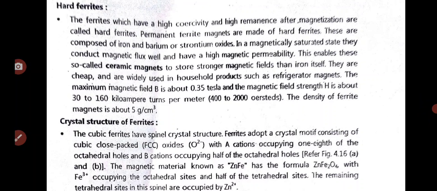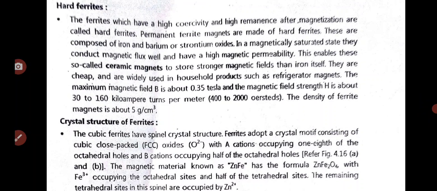This is called a ceramic magnet, and it can store a stronger magnetic field than iron itself. The magnetic value B is considered as 0.35 Tesla, and the magnetic field strength is about 30 to 160 kiloampere turns per meter, which is considered as 400 to 2000 oersted. The density of this ferrite magnet is considered as 5 gram per cubic centimeter.